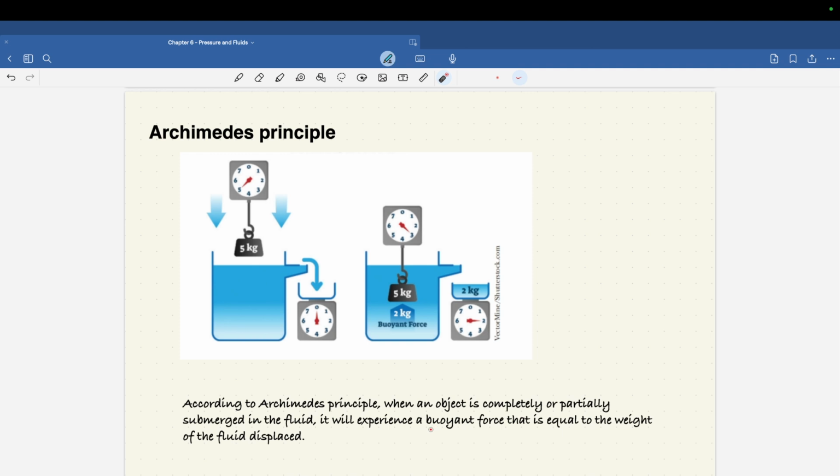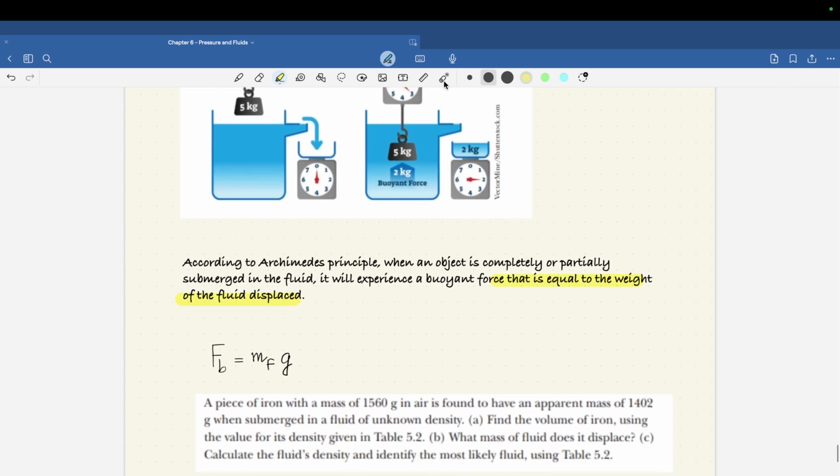So the important thing is, the buoyant force is equal, what is that? The buoyant force is equal to the weight of the fluid displaced. All right, the buoyant force is equal to the weight of the fluid displaced. That's the formula that's given under here. Buoyant force is weight. How do you get weight? It's mass of the fluid times 9.8.